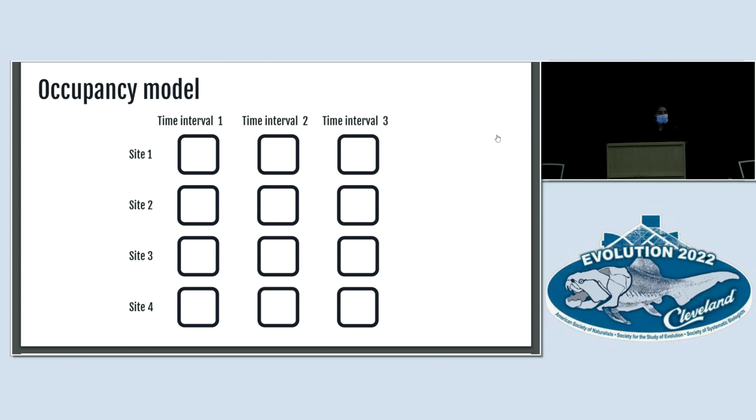Occupancy models provide us one potential route to analyze this data. First, I want to walk you through understanding what an occupancy model does, and then I want to tell you some of the things you have to consider when applying occupancy models to occurrence data. So imagine we set up 4 different sites, and we visited those sites in 3 different time intervals.